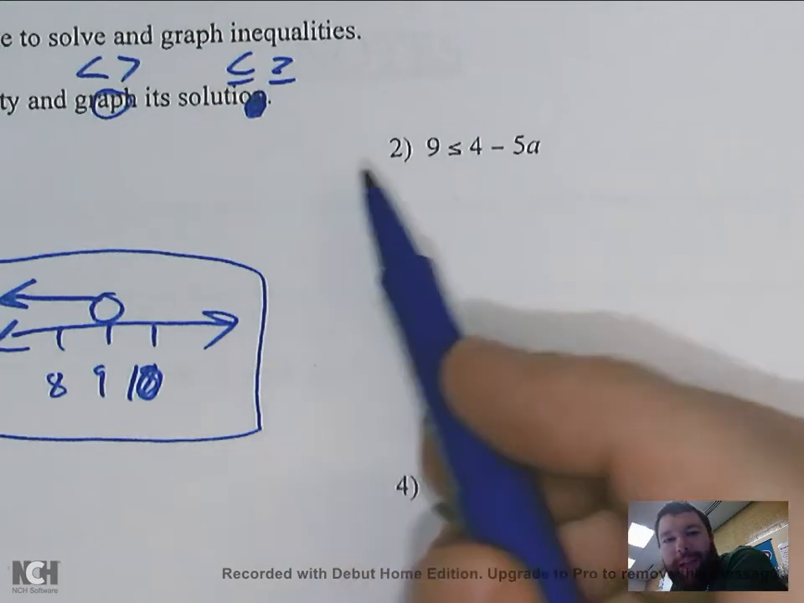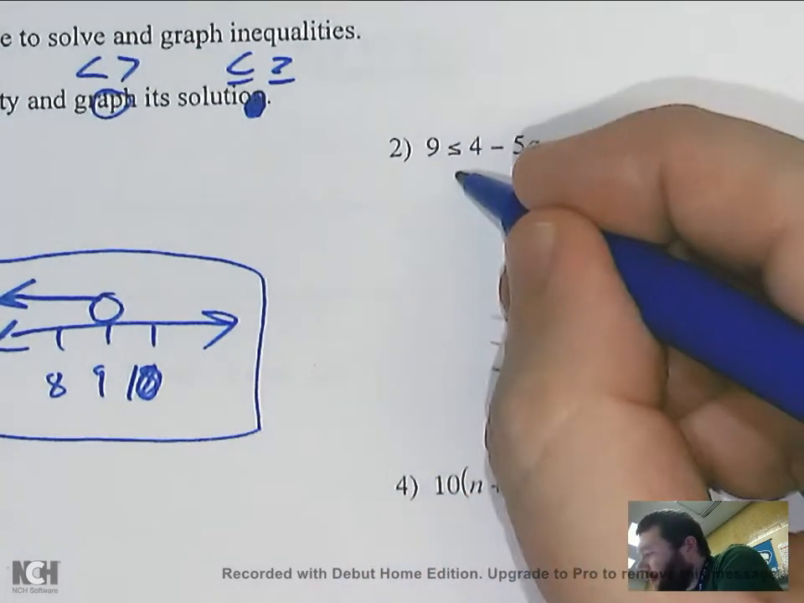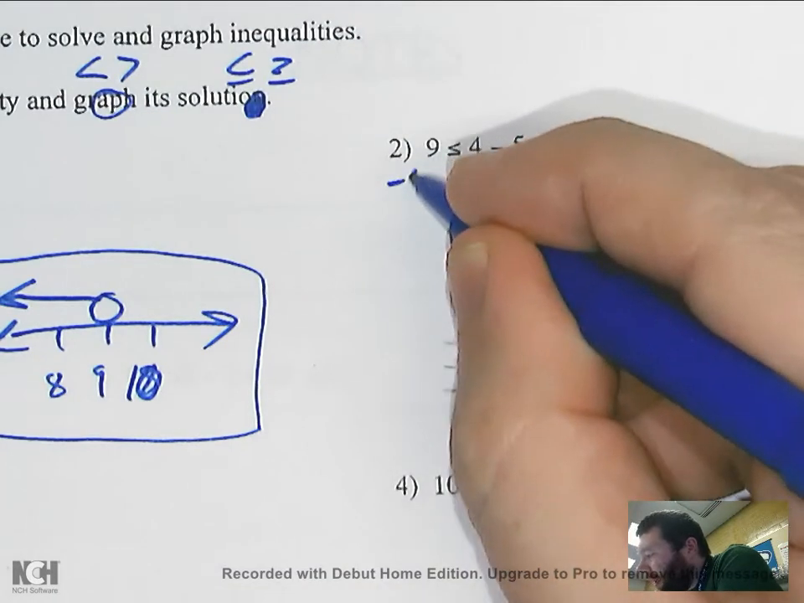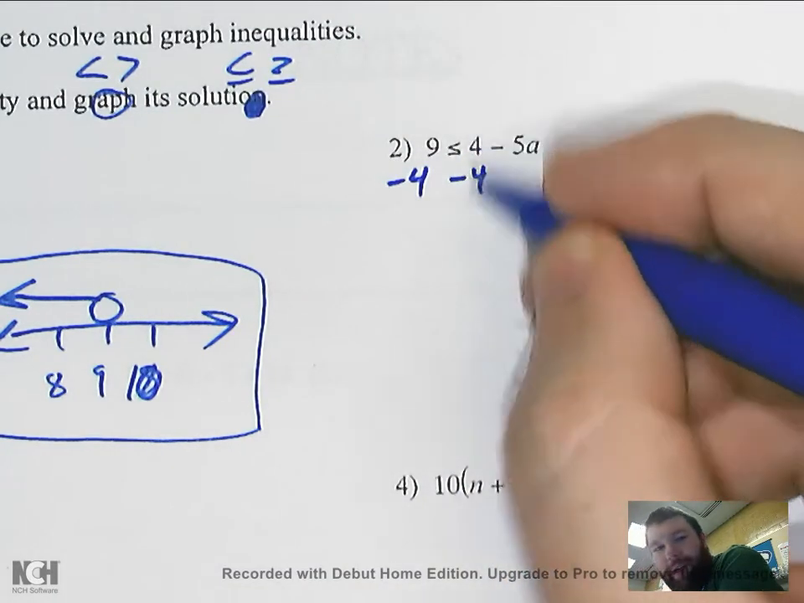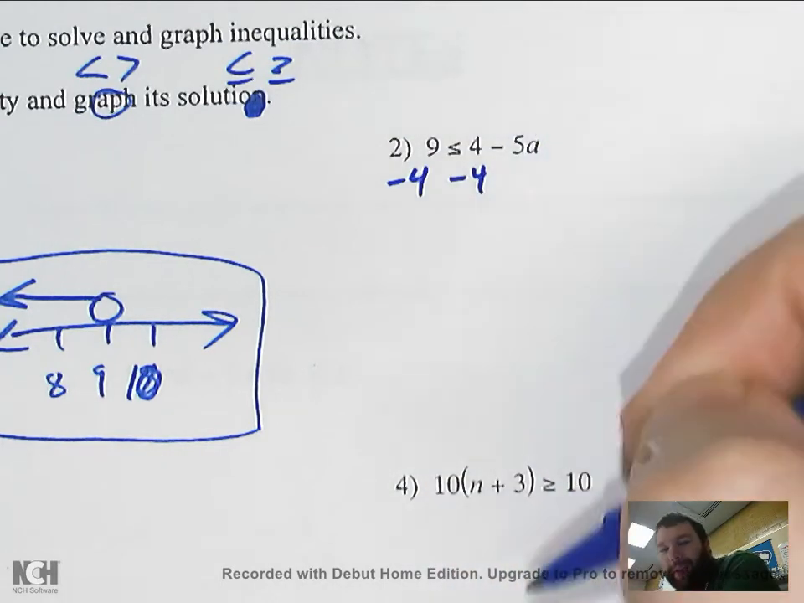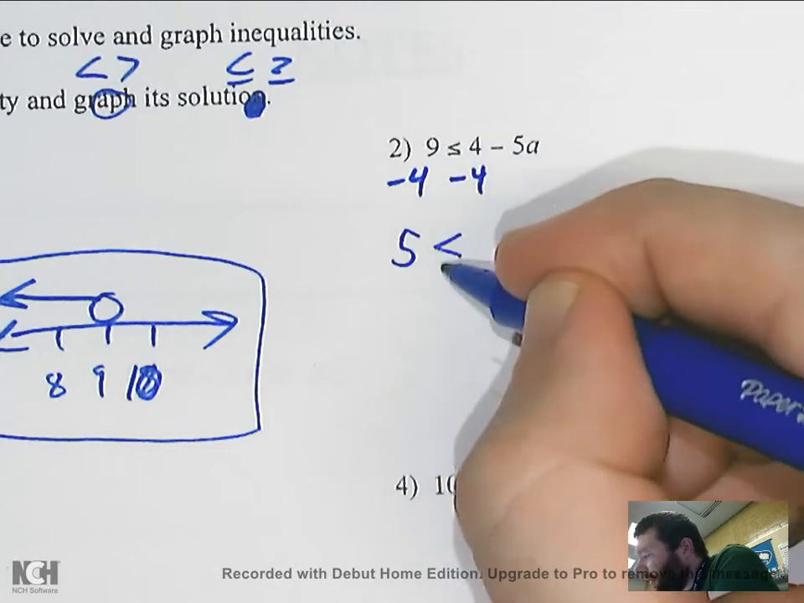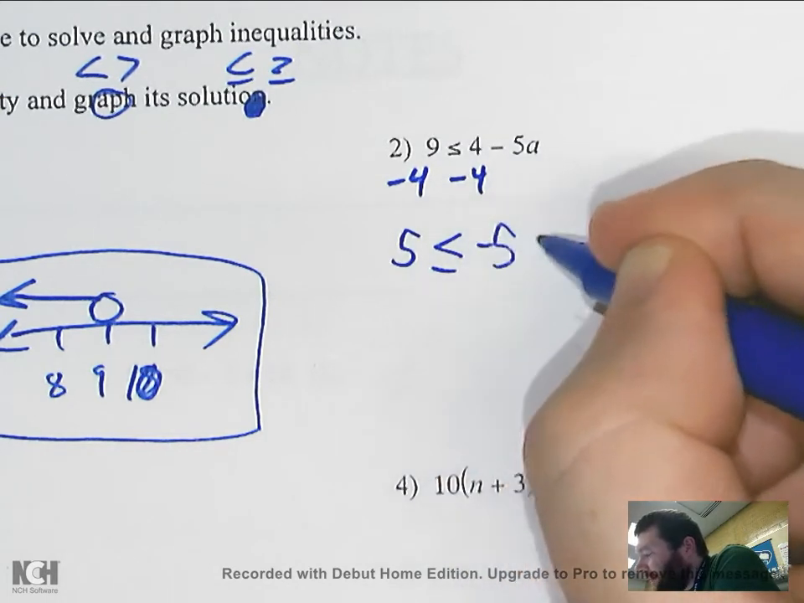Again, you always look at the sign in front. This is a positive 4. So to move it, we're going to subtract 4. Again, we want this to go to 0 when we move it to the other side. So if it's positive 4, you'd have to take away 4 for it to go to 0. And 9 minus 4 is 5. It's less than or equal to negative 5a.